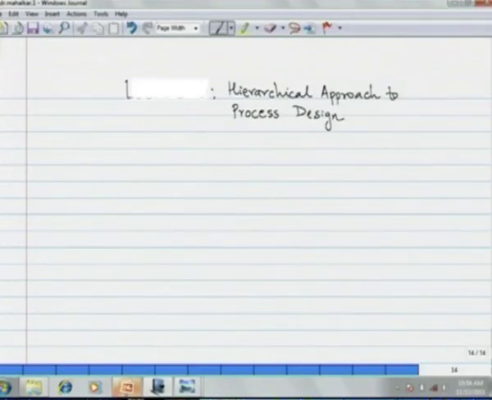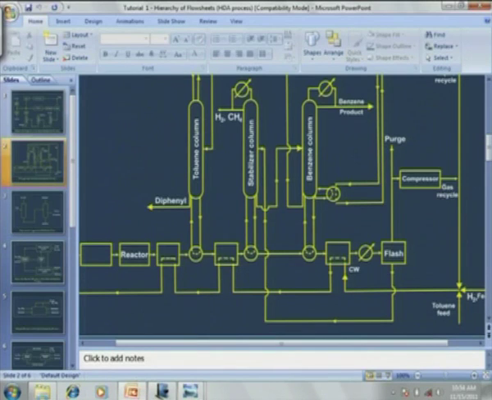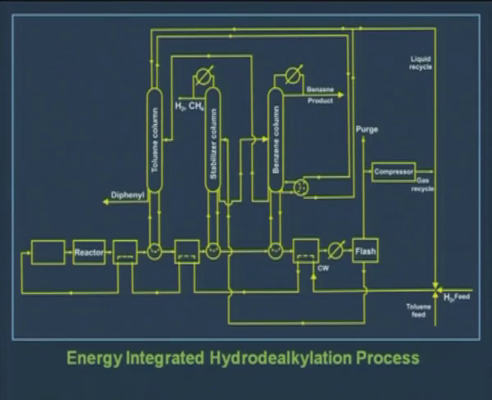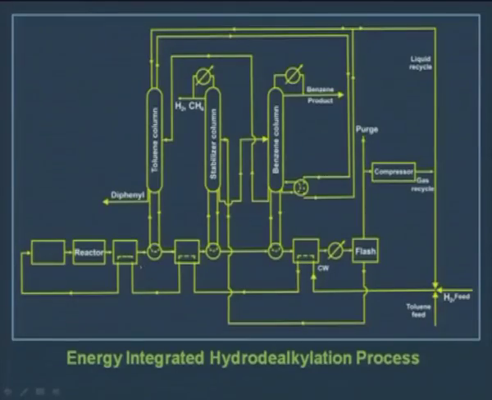Then I showed you the actual flow sheet of the process, which you now see on the screen. This flow sheet is an energy integrated process, which means that we not only couple the process units, reactor, distillation columns, flash drum, vapor recovery system, and so on, but we also try to recover the energy of the hot streams into those required to be heated. For example, the reactor effluent is at a very high temperature, something like 845 Kelvin, and we cool it in different steps as you see on the screen.